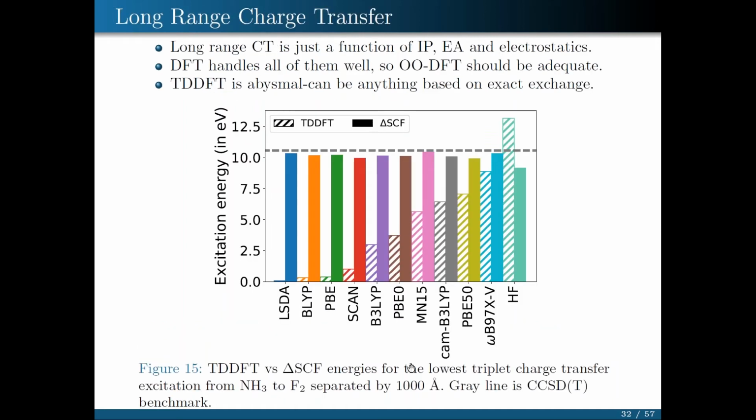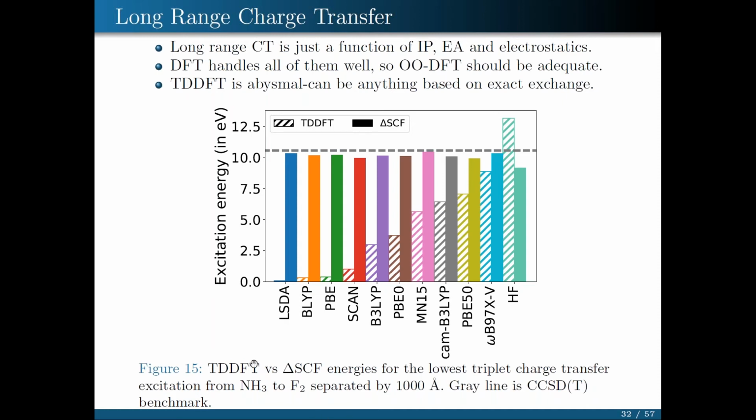Another case where TDDFT is generally considered to be deficient is charge transfer, specifically long-range charge transfer, as I mentioned before for the case of a charge transfer from ammonia to fluorine. The long-range charge transfer problem at its most elementary level is just a function of combining together the ionization potential of the donor, the electron affinity of the acceptor, and the electrostatic interaction between the charged entities. DFT can handle all of those three terms well, so an orbital optimized model should be adequate.